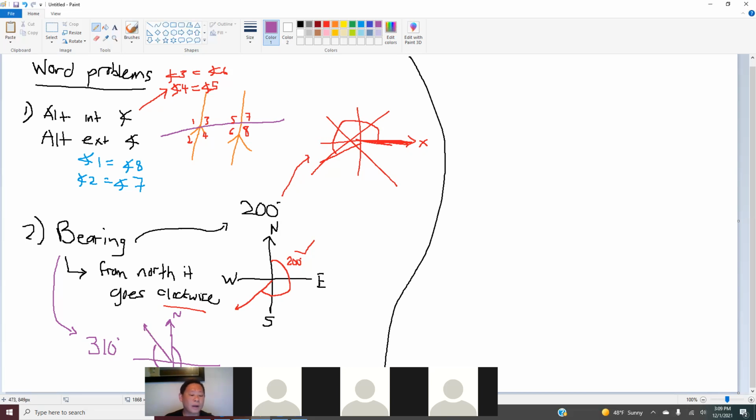If this is 310 degrees, can someone tell me what is this angle? The one in blue. 50 degrees. 50, because the whole thing is 360, right? Now, for this, if this is 200, can you tell me what this blue one is?